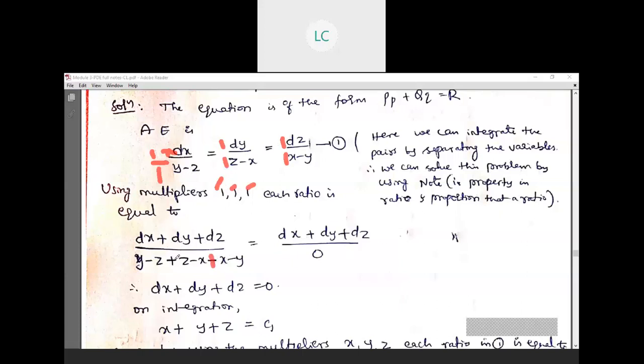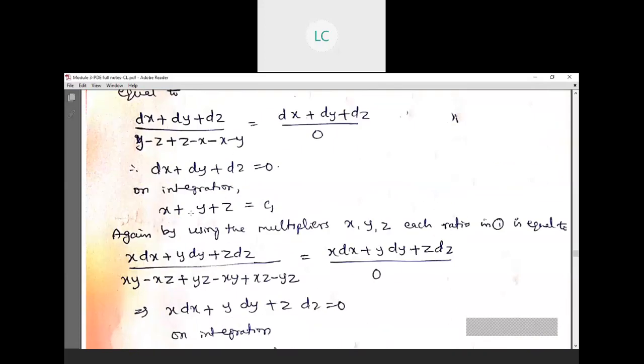This is plus, guys. Now observe here, plus y minus y, plus x minus x, plus z minus z, it eliminates. So the numerator dx plus dy plus dz is divided by 0. Therefore, dx plus dy plus dz is equal to 0. If we equate this, we will get 0. Now we have already variables in separated form. You just integrate it. After integration, dx integration, x plus y plus z equal to c1.